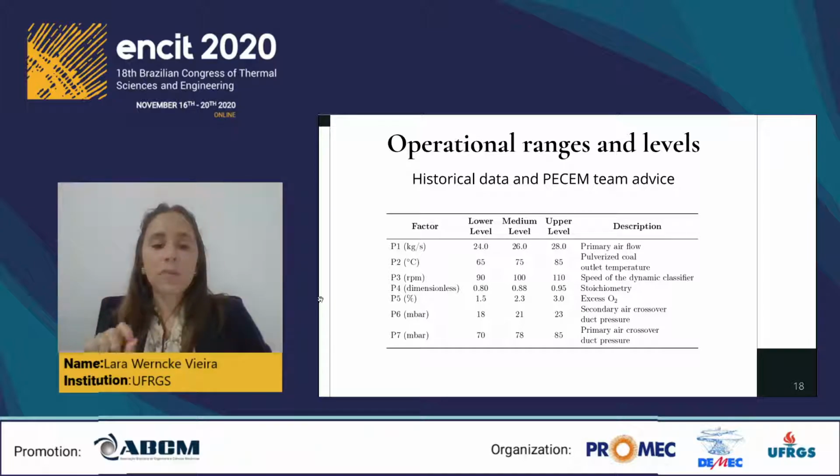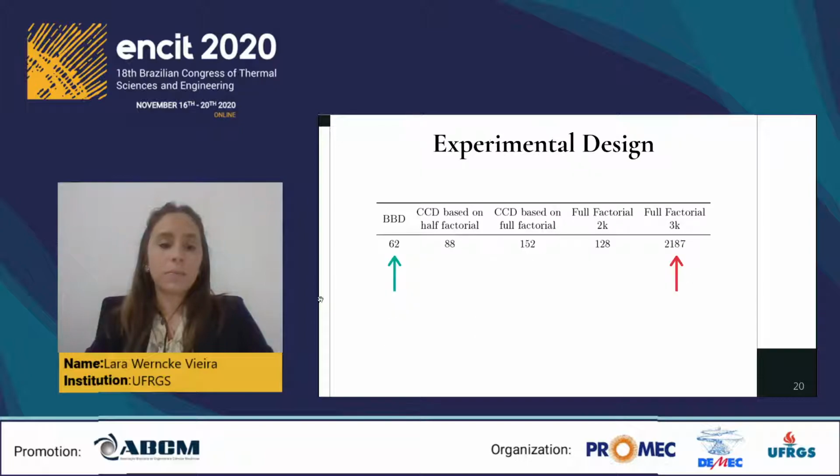So here we have the lower, medium, and upper level of each parameter, and it's important to notice that we don't have a huge range of variation. Why? We don't have that because conducting a maneuver in a power plant in operation is a risk, so we need to assure safety and security to these operations, to these experiments, and that's why we don't have a huge range of variation.